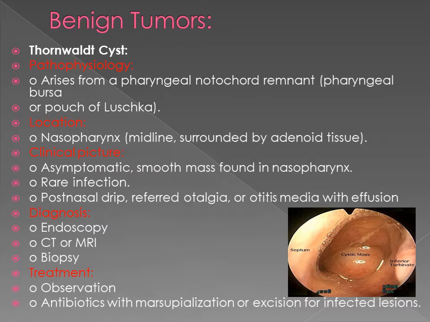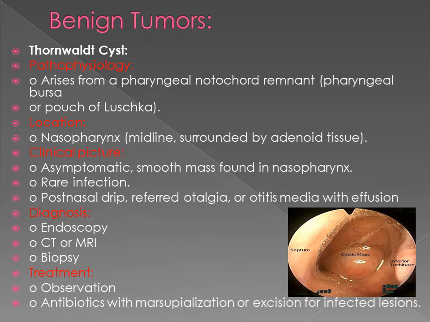Among the benign tumors, the Thornwaldt cyst. This cyst is sometimes misdiagnosed as a malignancy. It arises as a remnant of the pharyngeal notochord, or the pouch of Luschka. Also, it's in the nasopharynx, in the midline, surrounded by the adenoid tissue. So it's a midline swelling, mostly asymptomatic, discovered by chance. It's a smooth mass. Rarely it might be infected.